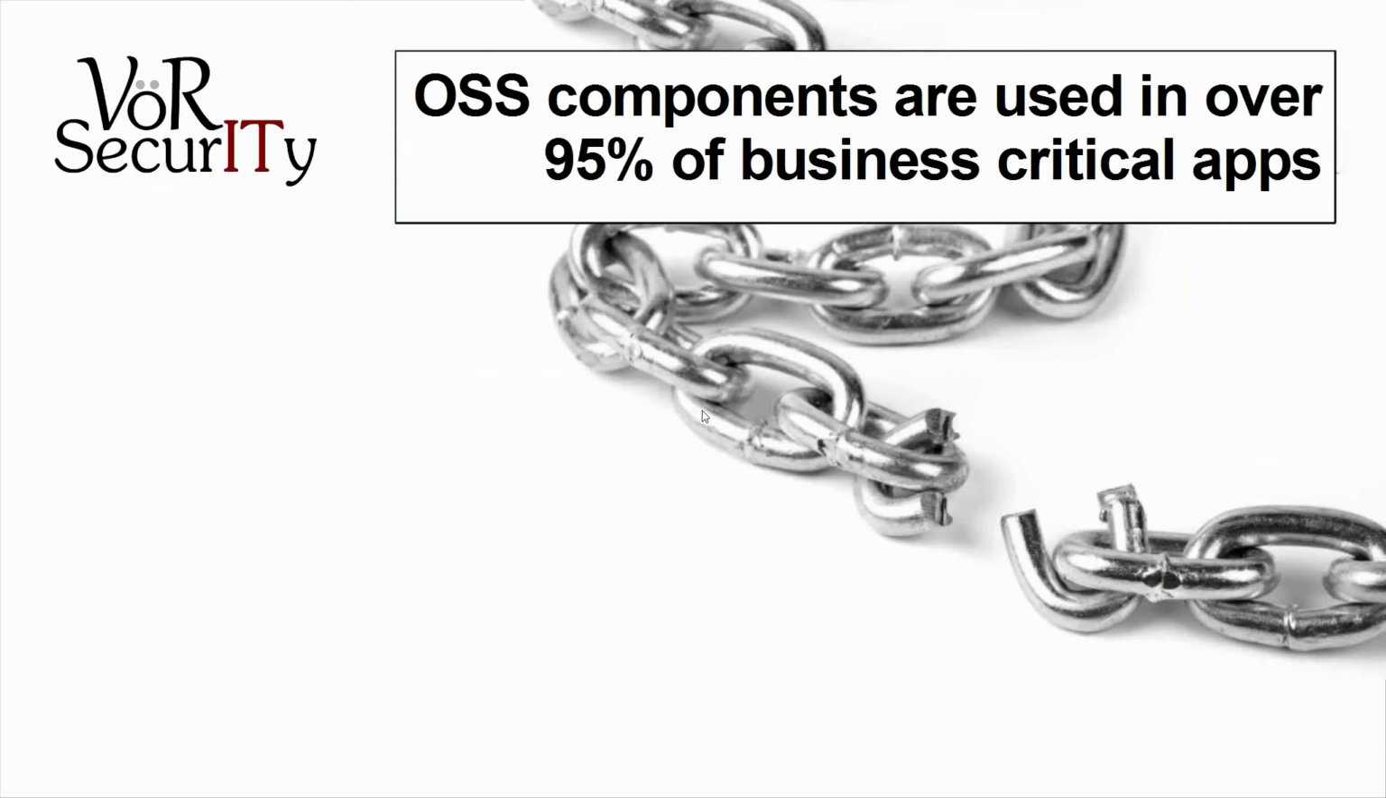A recent survey indicates that open-source software components are used in over 95% of business-critical applications. It seems likely that every non-trivial application uses third-party components, be they open-source or commercial. Bear in mind, this could mean libraries, compilers, or necessary infrastructure. In a typical application, these components make up a surprising percentage of the functionality.